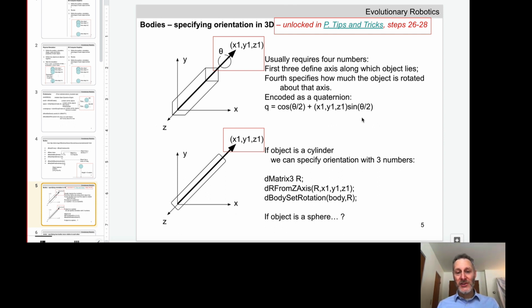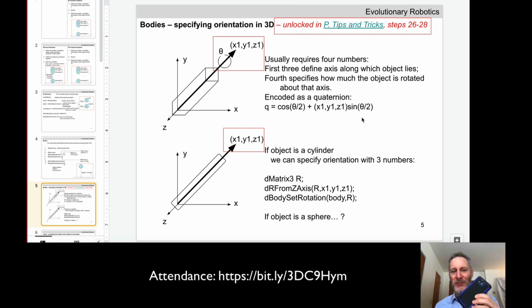As you can probably imagine, quaternions are a little bit difficult to work with. It's difficult to imagine in your mind the 3D orientation you want for your object, and then to work backwards to the x, y, z, and theta required to define that orientation. So again, for most purposes, we don't need to work with quaternions. You can get away with something a little bit simpler.